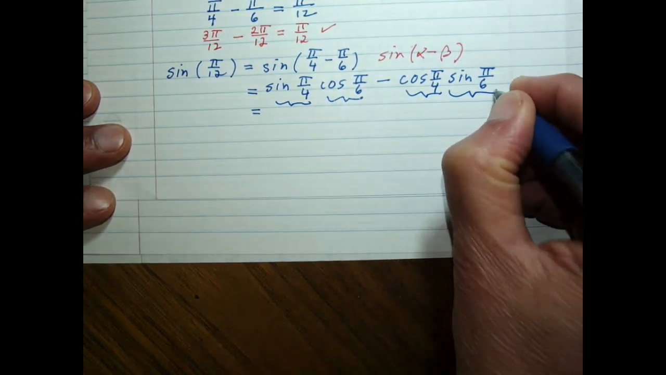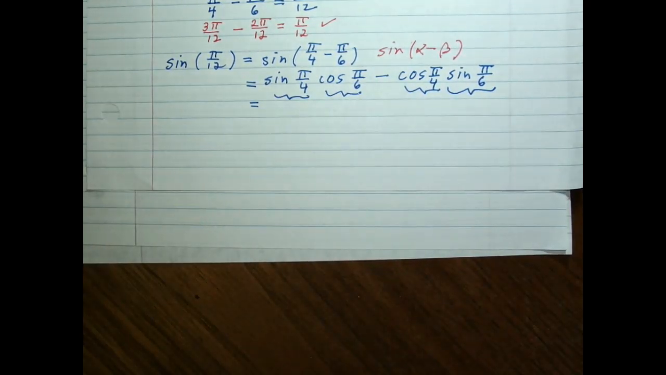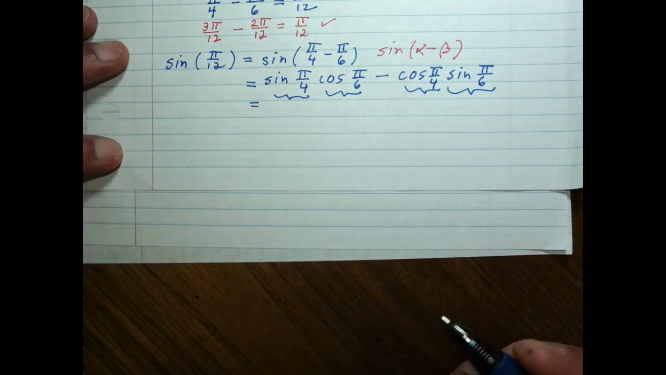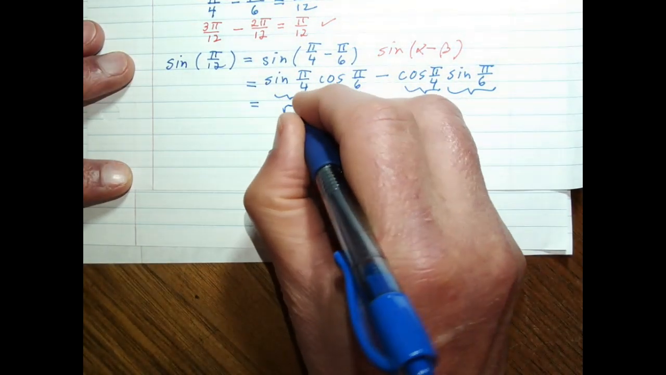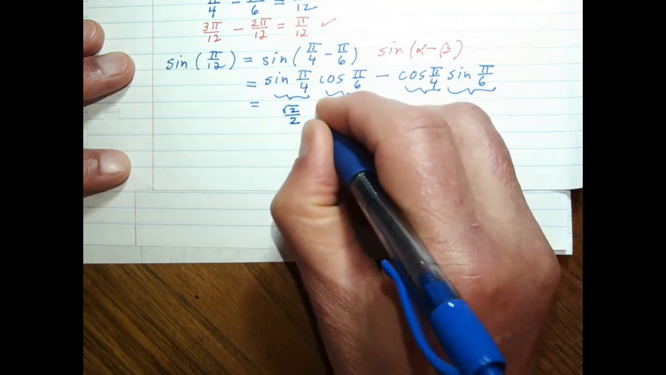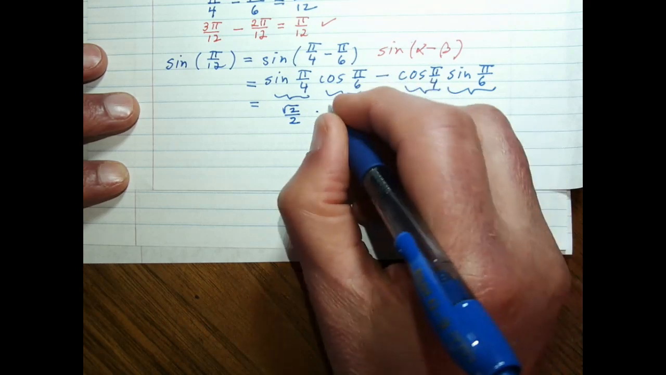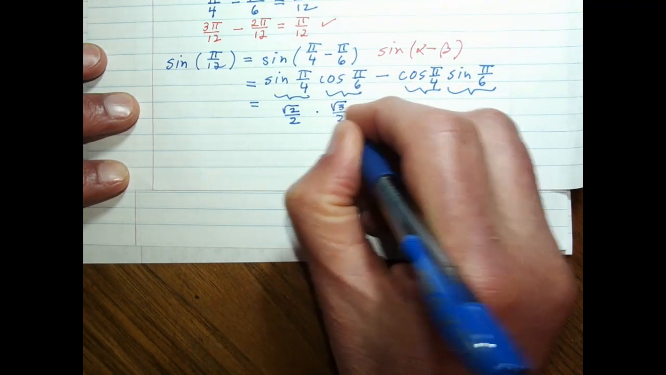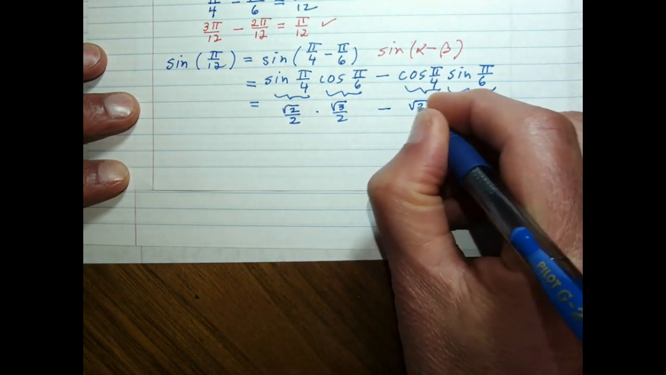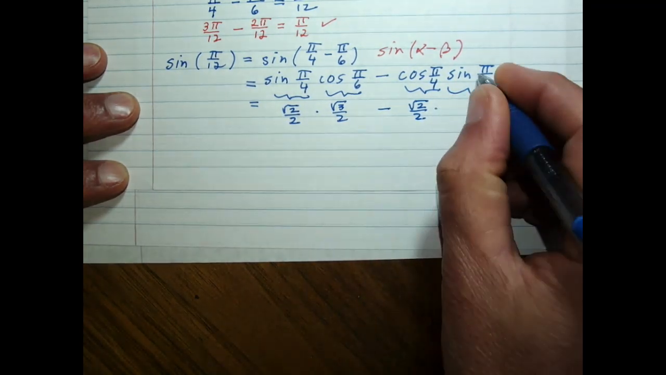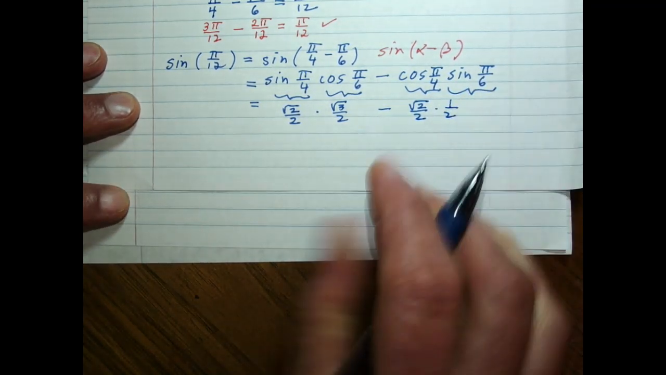Now you're going to see a lot of these same fractions over and over again, because there really were only a few trig function values that we had memorized. We're going to see a lot of these square root of 2 over 2's. Cosine of pi over 6, that's cosine of 30 degrees, is square root of 3 over 2, minus another square root of 2 over 2 times sine of pi over 6, which is a half.